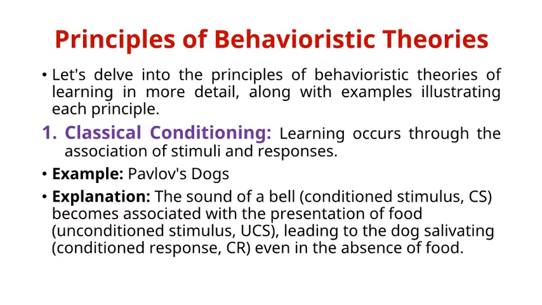Let's delve into the principles of behavioristic theories of learning in more detail, along with examples illustrating each principle. Classical conditioning. Learning occurs through the association of stimuli and responses. Example: Pavlov's dogs explanation. The sound of a bell, conditioned stimulus, CS, becomes associated with the presentation of food, unconditioned stimulus, UCS, leading to the dog salivating. Conditioned response, CR, even in the absence of food.